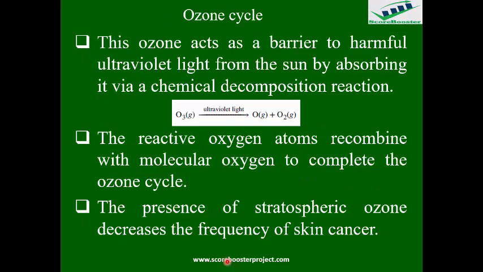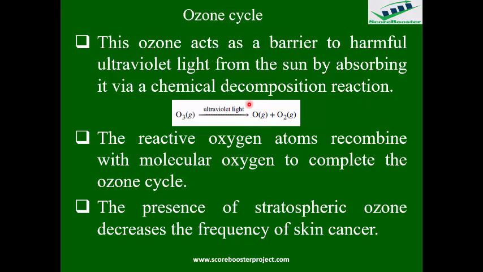This ozone that is formed in the stratosphere is a form of barrier, a shield that prevents the scorching heat from the atmosphere from burning our skin. It absorbs this by chemical decomposition reaction. This is the ozone in the atmosphere. The ultraviolet light that is coming strikes this, then forms atomic oxygen and an oxygen molecule.